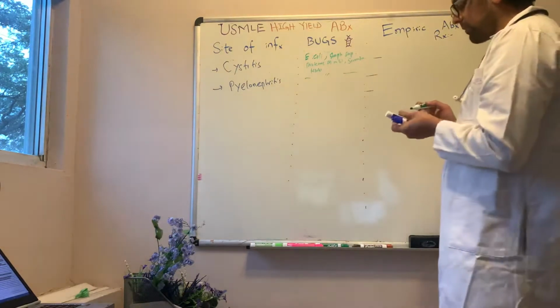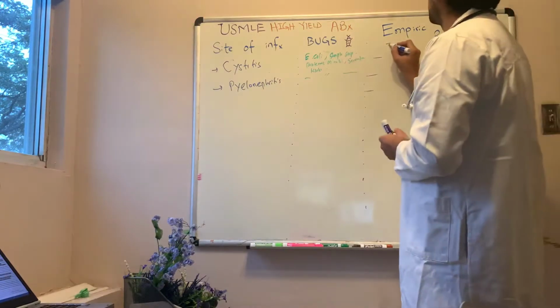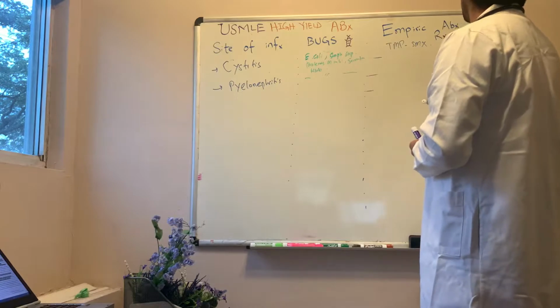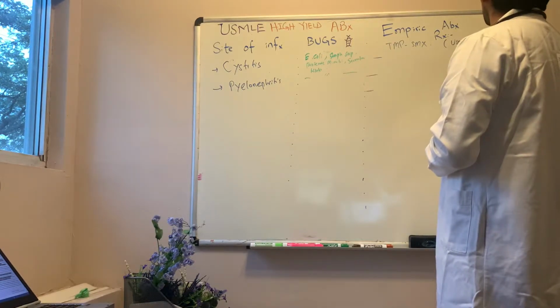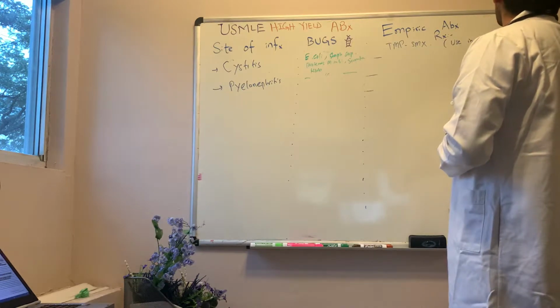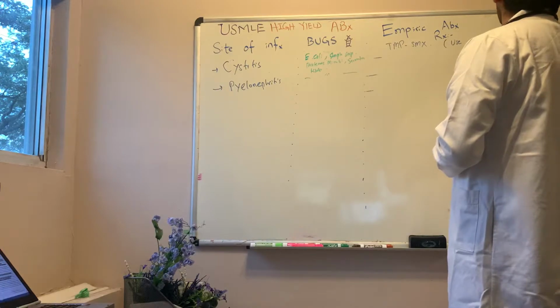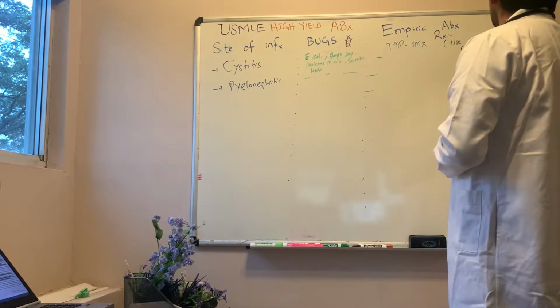So how do we cover? We start with Bactrim, trimethoprim, sulfamethoxazole. Do not use in renal failure patients. Use in patients with no renal failure.